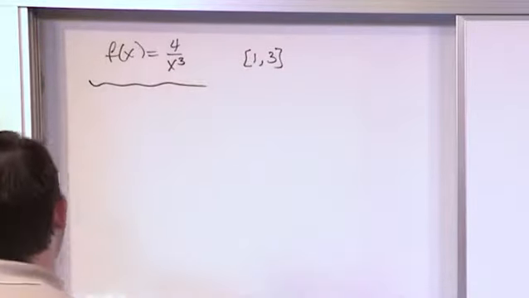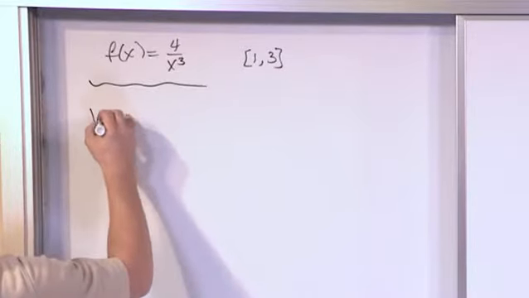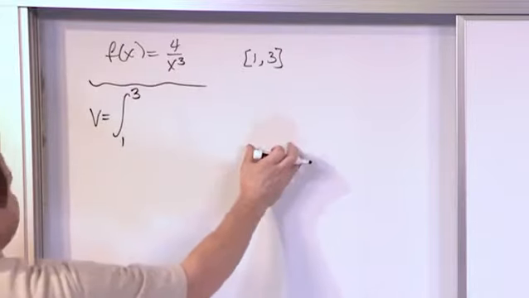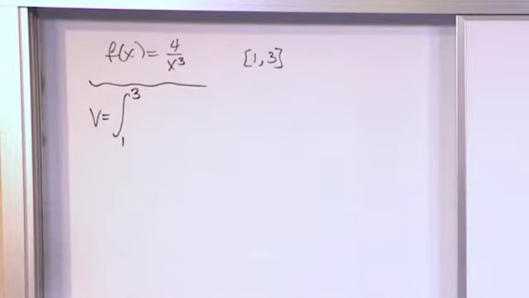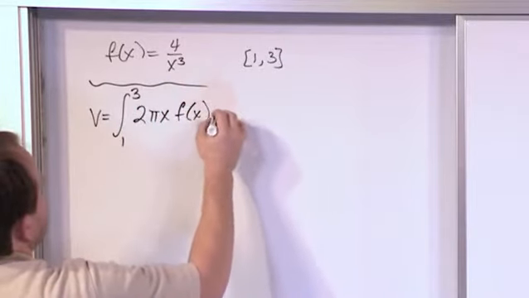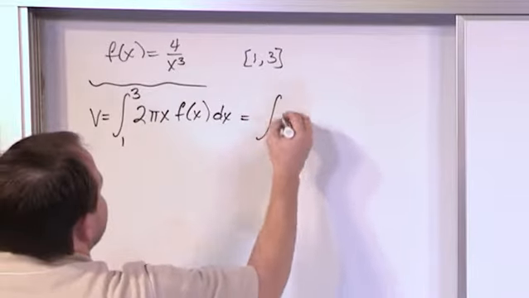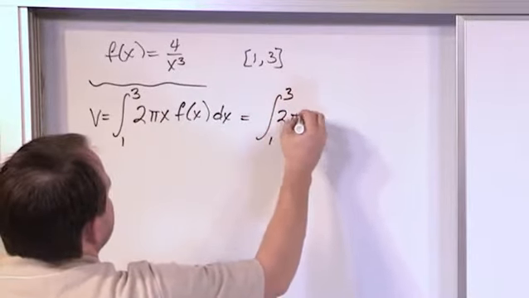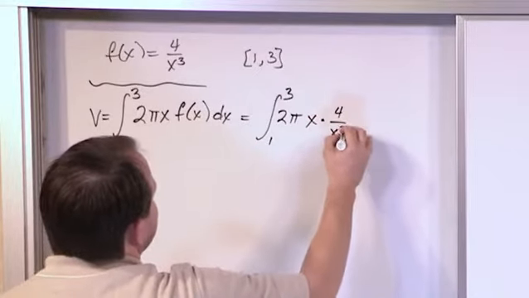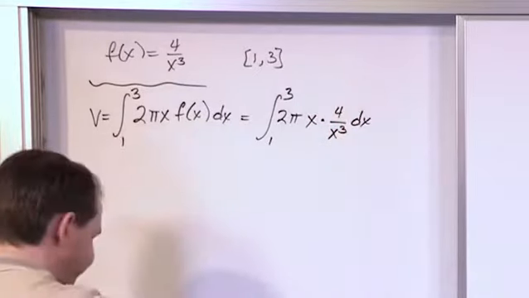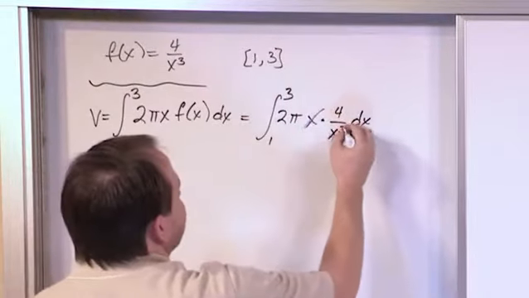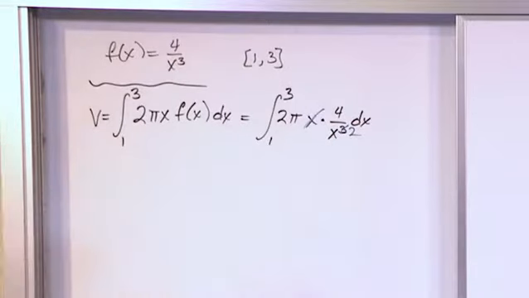So when you revolve around the y-axis, it's a huge clue that you're going to be using the shell method. You're going to integrate from 1 to 3. That's the region that you care about of your function. And what you're integrating is 2 pi x times f of x dx. So when you do this integration from 1 to 3, it'll be 2 pi x, f of x is just given as 4 over x cubed dx. Now this is a nice setup here because this x actually cancels and makes this x squared on the bottom.